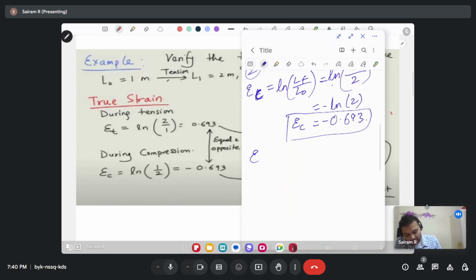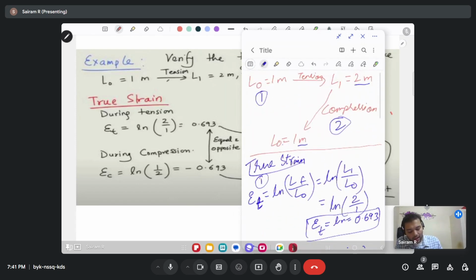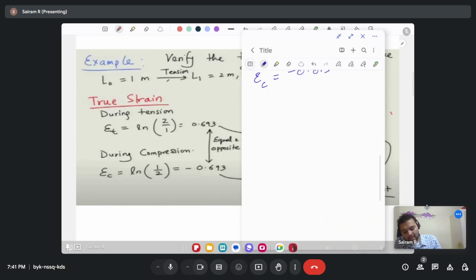I'll write it again. Epsilon in tension, the true strain during tension is 0.693, and epsilon during compression, the true strain during compression is minus 0.693. These are equal in value but opposite in direction. Okay, amazing. Now let us try and compute the engineering strain.